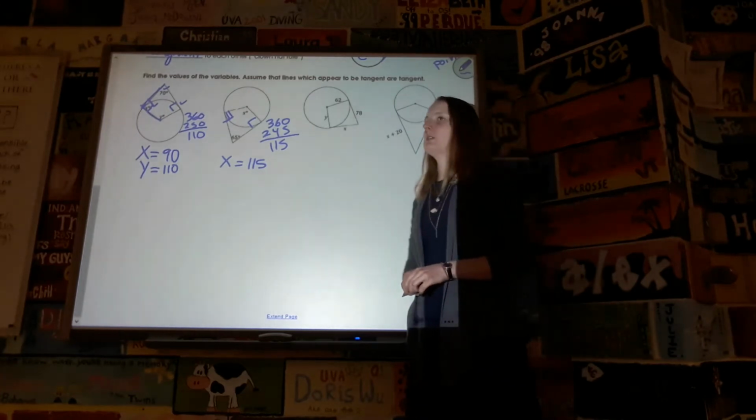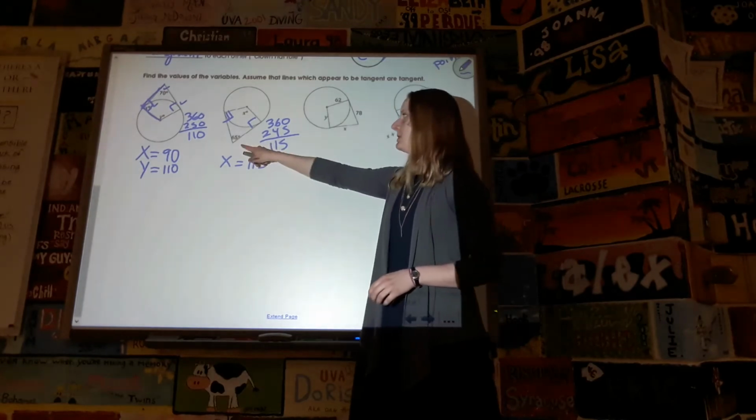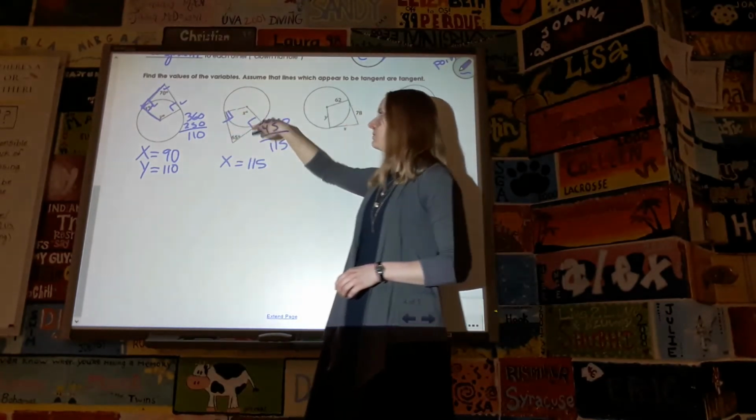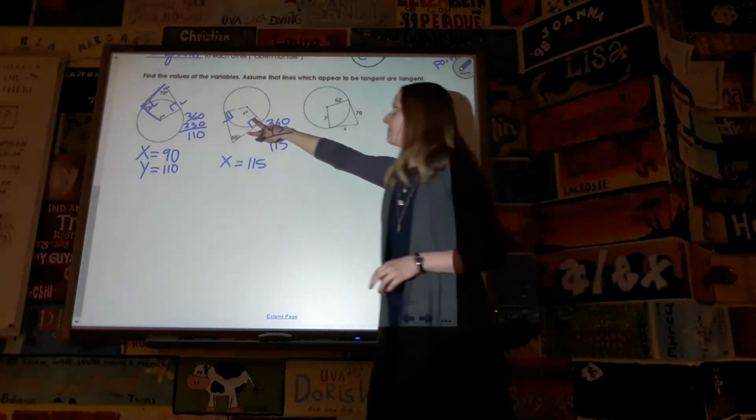Well, I'm not talking about situations other than tangent. I'm just talking about if you have two tangents that are intersecting the circle like this, and you draw two radii to complete that figure, why would these always be supplementary?